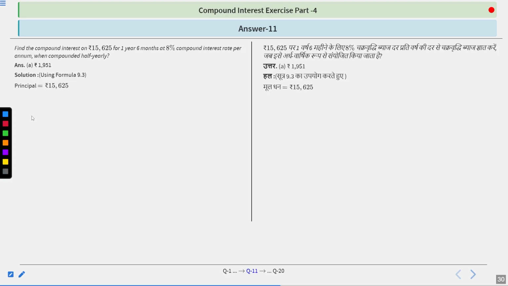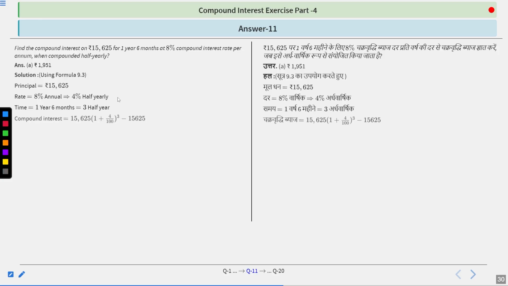So given things were principal, that is rupees 15,625. Rate was 8%, but that was annual, but we have to find half yearly compounded, so it is going to be half, 4% half yearly. Time period was given, that was 1 year and 6 months. So 1 year 6 months is equal to 3 half years, because half year is 6 months. So 1 year has 2 half years, and 6 months, that is 2 plus 1, 3 half years.